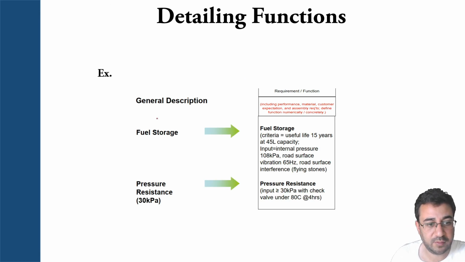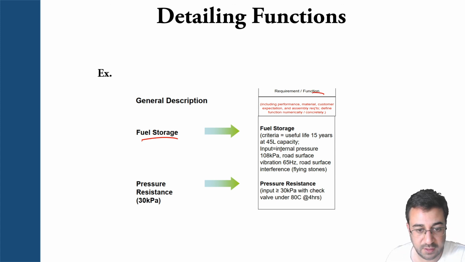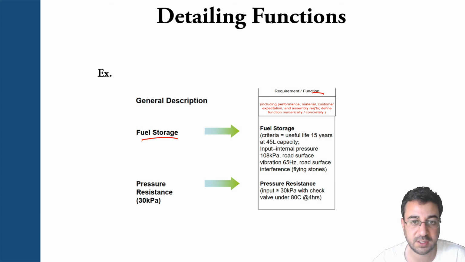Detailing function here, we have a general description. You have a fuel storage. Here we are telling the function or the requirement for the fuel storage. Then the input is an internal pressure of 108 kilopascal, road surface vibration at this many hertz, and road surface interference. Then for pressure resistance, the input should be higher than 30 kilopascals with a check valve under 80C. This way you're telling what the fuel storage function or properties are, and for the pressure resistance you're telling exactly in measured parameters what the pressure resistance is in this case.